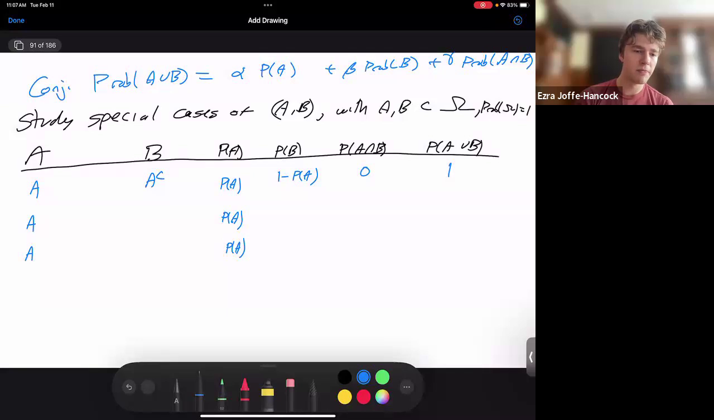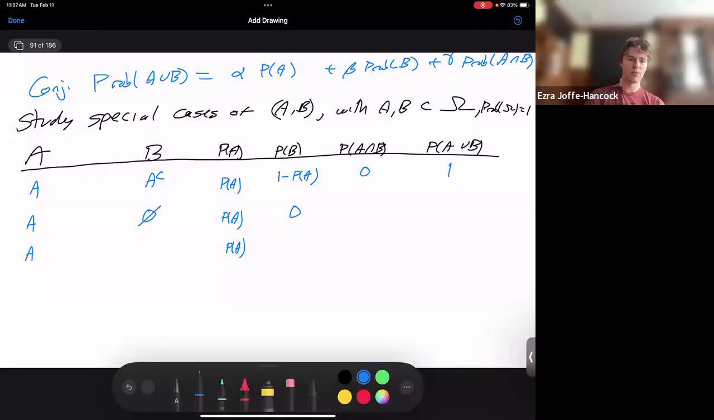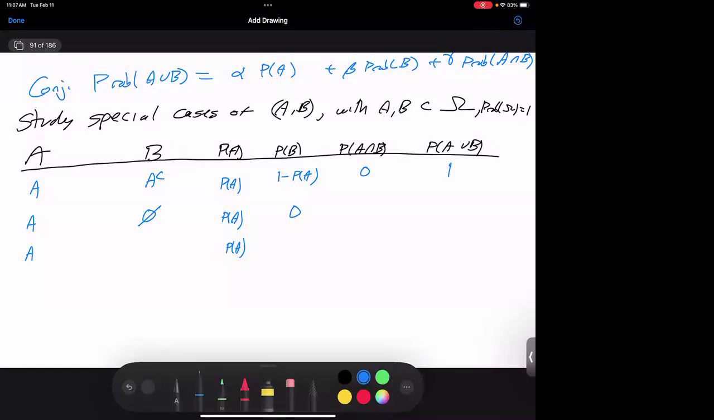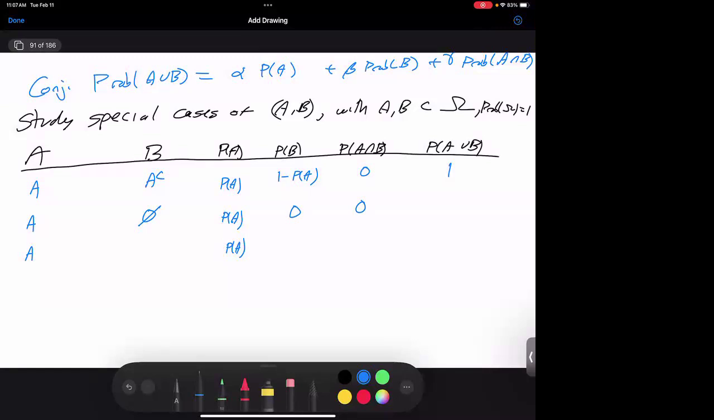The empty set. Now what's the probability of B? 0. What's the probability of A intersect B? You're in A and B. 0. And so the probability of A union B is just the same as the probability of A. There's another good choice for B. What's another good choice for B?